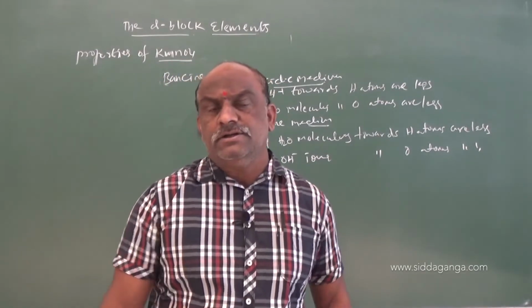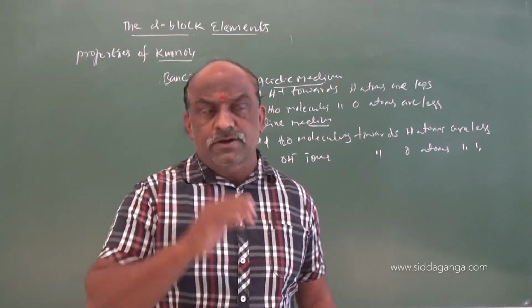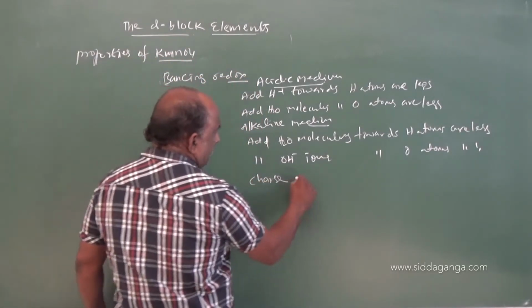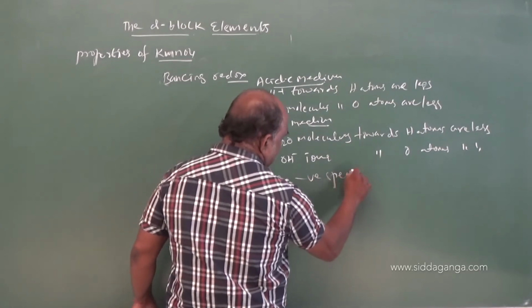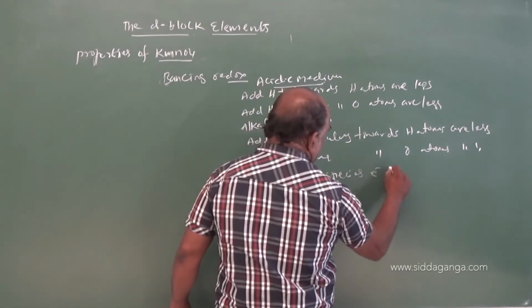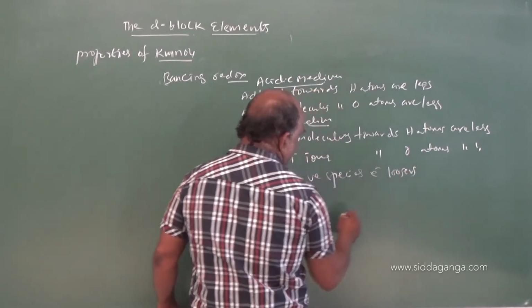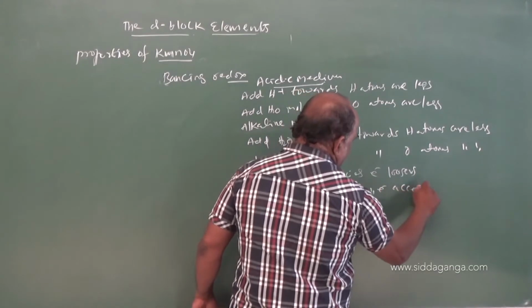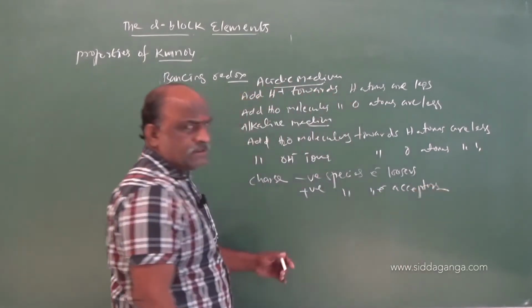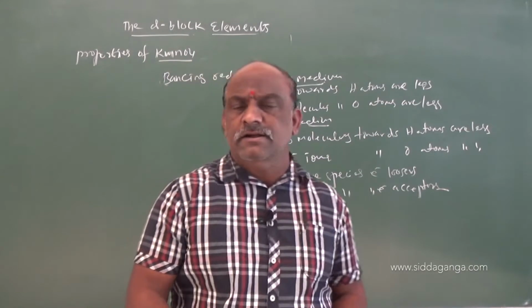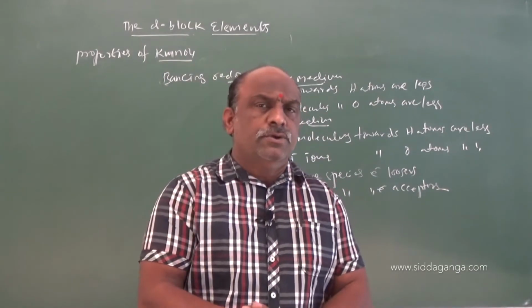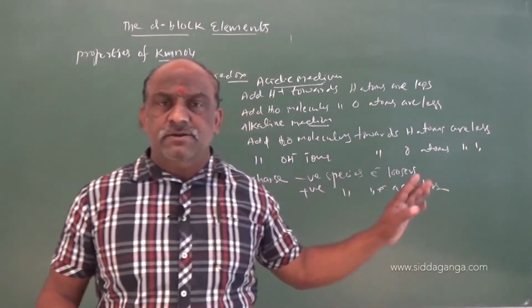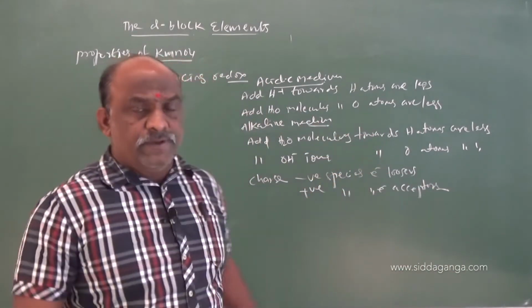After hydrogen and oxygen balancing, how to balance charge: negative species are electron losers, positive species are electron acceptors. These are the basic fundamental points we already studied in first PUC, so no need to bother about this. It's simple. Once you revise, you will get an idea about this.